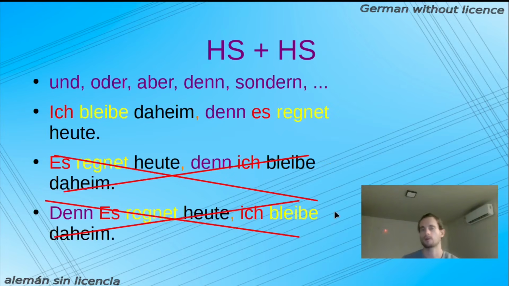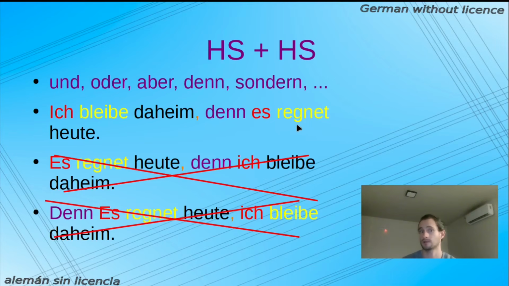Aber and denn work a little bit differently. Okay, so I have the example sentence, "Ich bleibe daheim, denn es regnet heute." I stay at home because it's raining today. In this case, you always need a comma. In front of denn and aber, you always need a comma, as well as in front of sondern. Und and oder are the only exceptions where you don't need a comma.